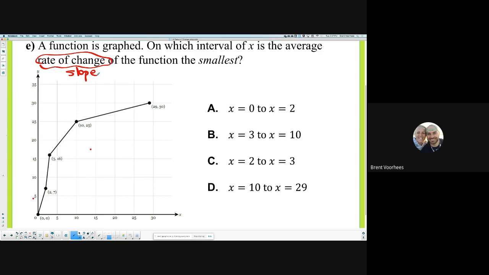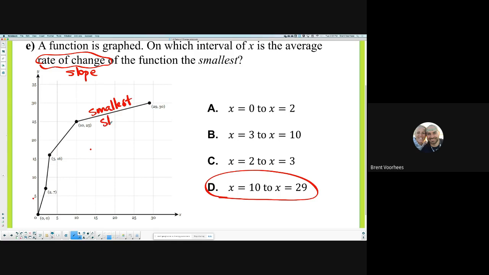So what would a small slope look like? Now if you go here, this means 0, but there's actually something smaller than 0. What's smaller than 0? Negative. So honestly, you first look for a negative slope. Do we have any negative slopes? No, so it's only positive slopes. So you're looking for the one that's most flat. Which interval is most flat? 10 to 29. That one right there would be the most flat. This is the smallest slope.